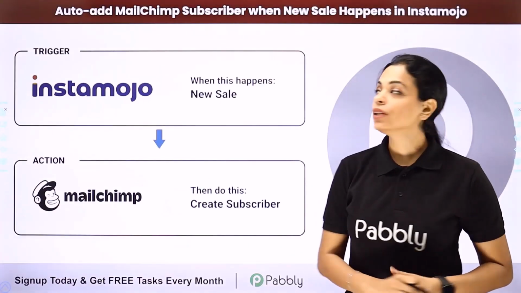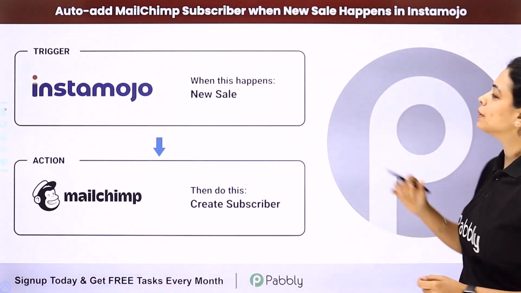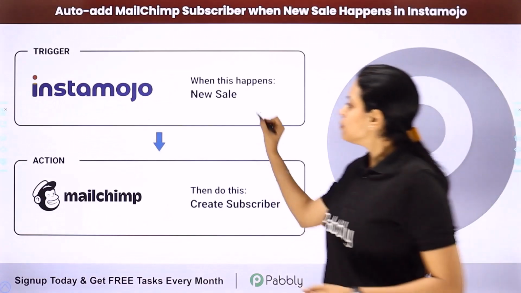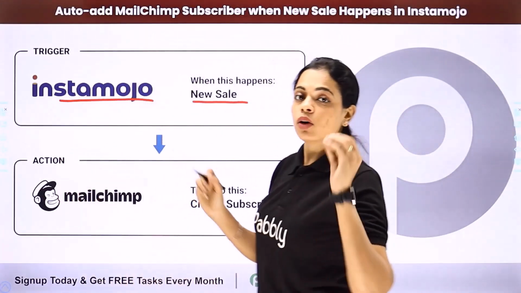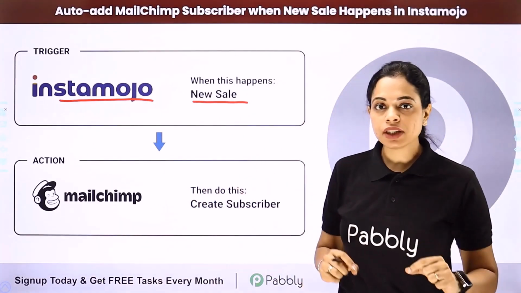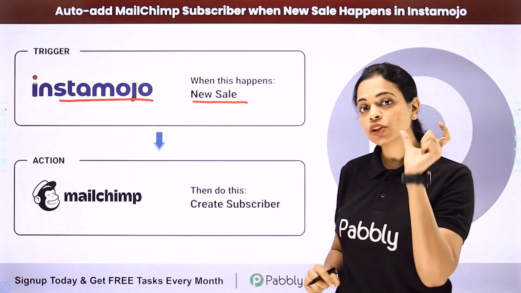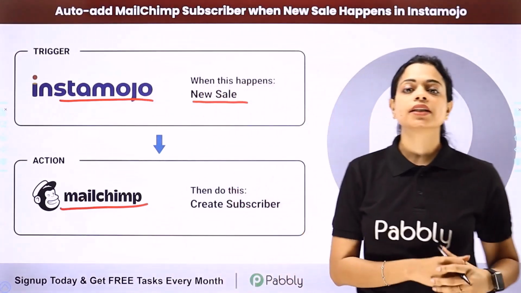In this video, we are going to see how to auto add Mailchimp subscriber when new sale happens in Instamojo. So every time a new sale happens on Instamojo, which is a payment gateway, then automatically here the user who has made the payment, you have received the information. Now using that information, you want to create a subscriber in Mailchimp, which is an email marketing tool.